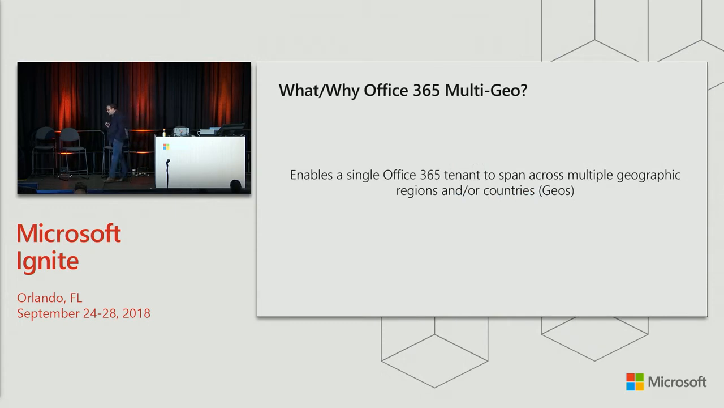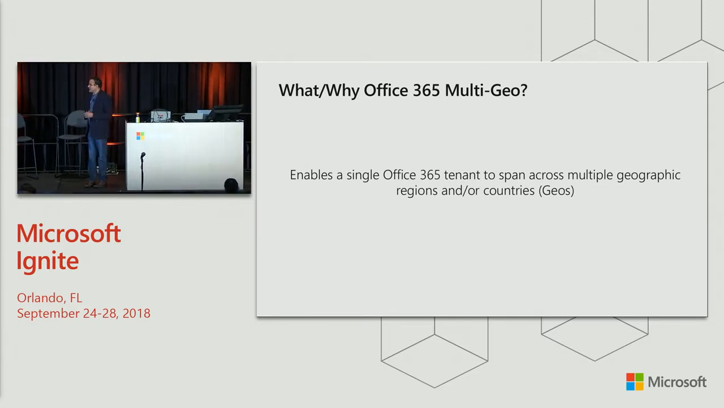So this is about enabling a single Office 365 tenant to span across multiple geographic regions and countries. That's why we call it geos. So when I say region, as you know, North America, EMEA, and Asia Pacific are the major regions that we support, as well as countries like United Kingdom, Japan, Korea, Australia. Now that list of countries where we have data centers is going to expand, right? Now we are looking at enabling Switzerland as another Go Local location for Office 365. So as the Office 365 data center footprint expands across the globe, as part of multi-geo support, we will add them as well.